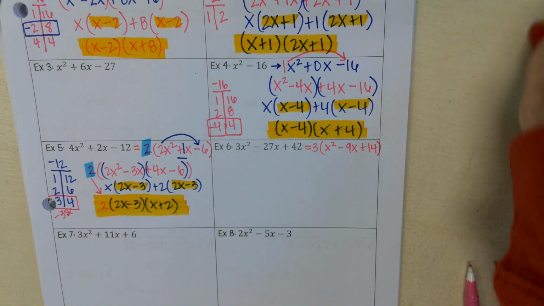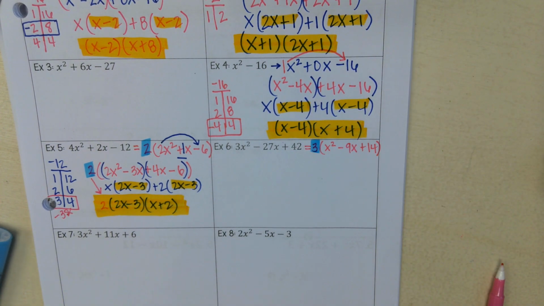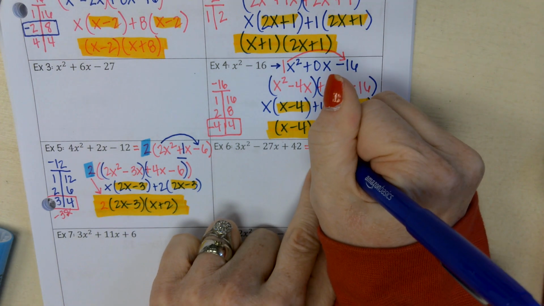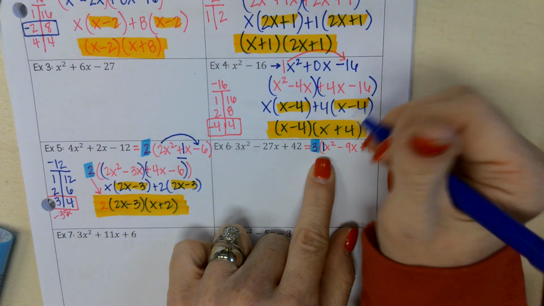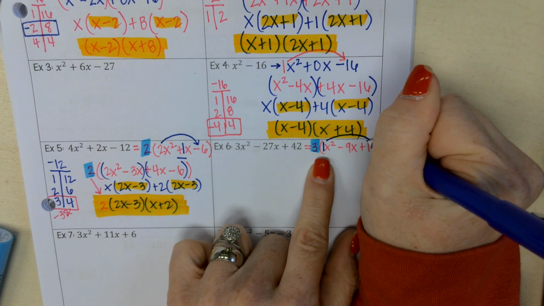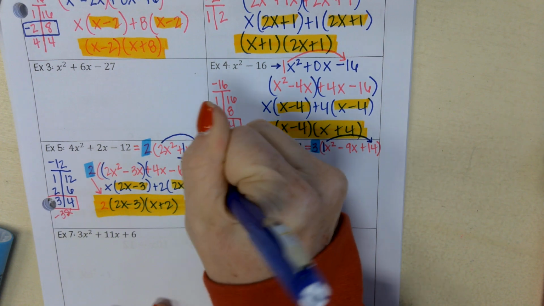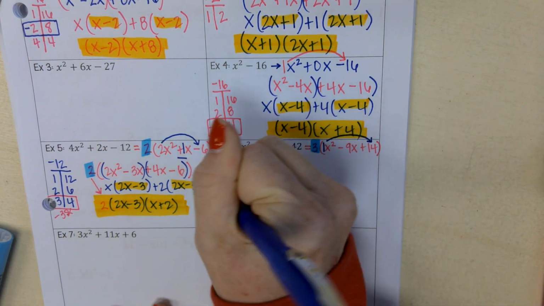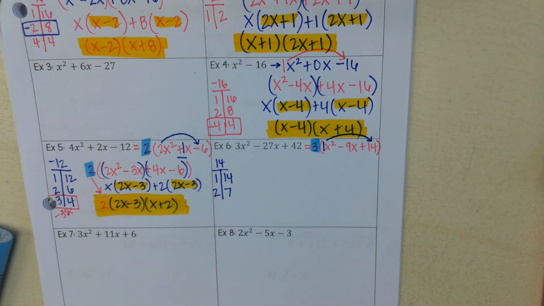I'm going to ignore the 3 for right now, but remember, don't forget it. I'm going to work with what I have inside. There's an understood but unwritten leading coefficient of 1. So that's going to be 1 times 14. And I'm going to list out my factors. I have a shorter list this time. 1 and 14, 2 and 7.